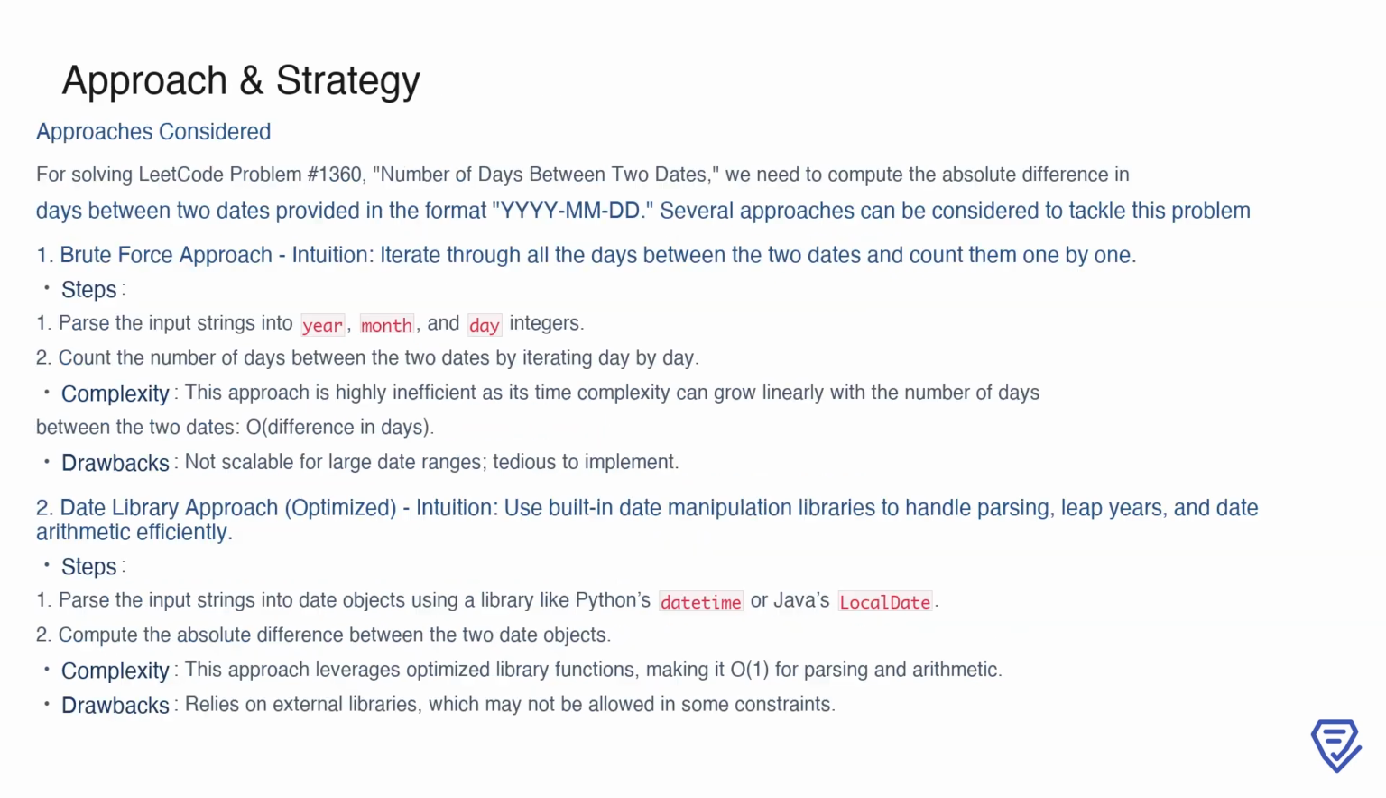To solve the problem of calculating the number of days between two dates, we need to evaluate several approaches to determine the most efficient and reliable solution. First, we have the brute force approach. The idea here is straightforward: parse the input dates into their year, month, and day components, then iterate day by day to count the total number of days between them.